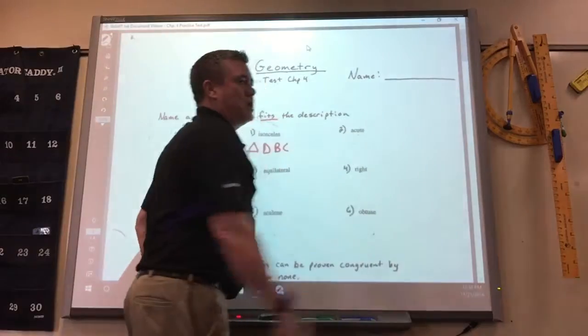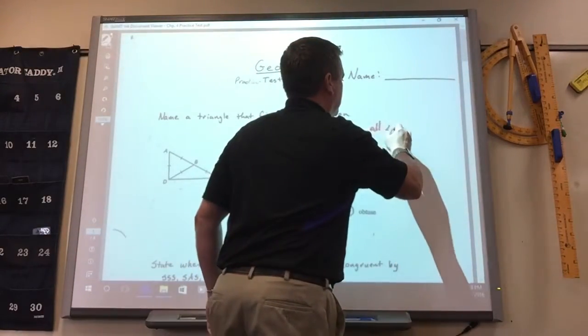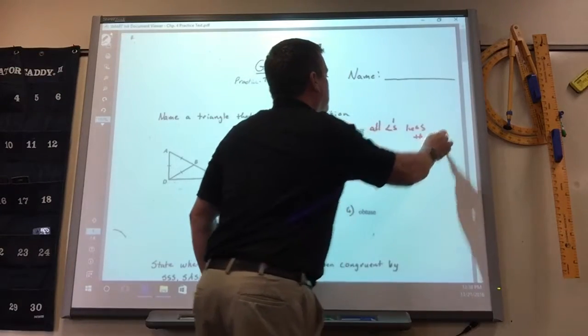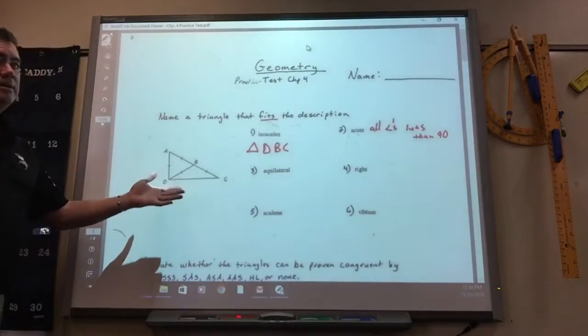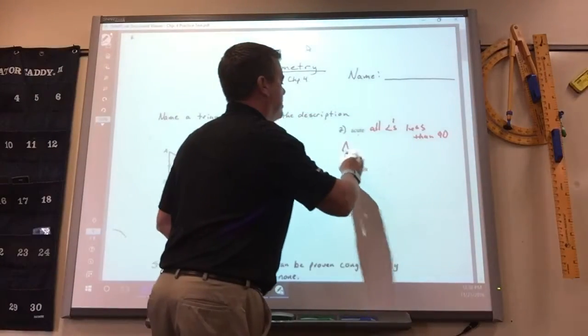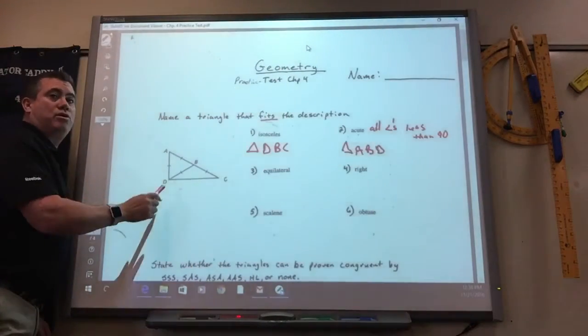Acute, remember what acute means? Less than 90. All angles less than 90. So, of these three, ABD is the only one where they'd be all less than 90. How about DAB? Yep, doesn't matter what order you put them in.